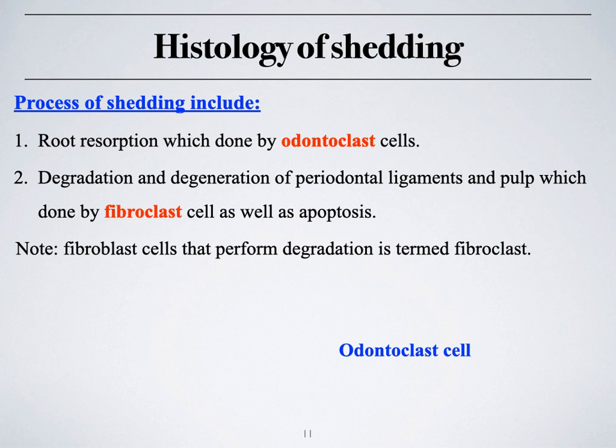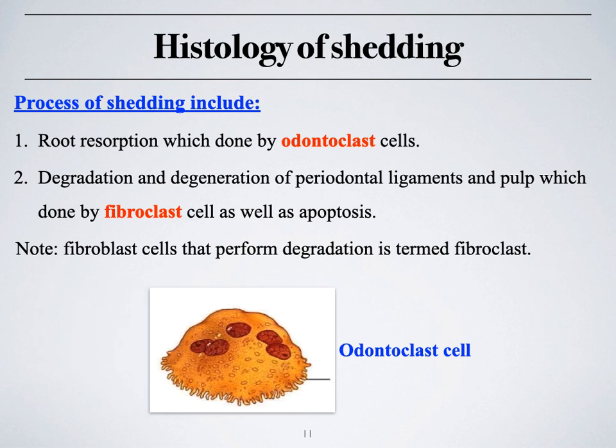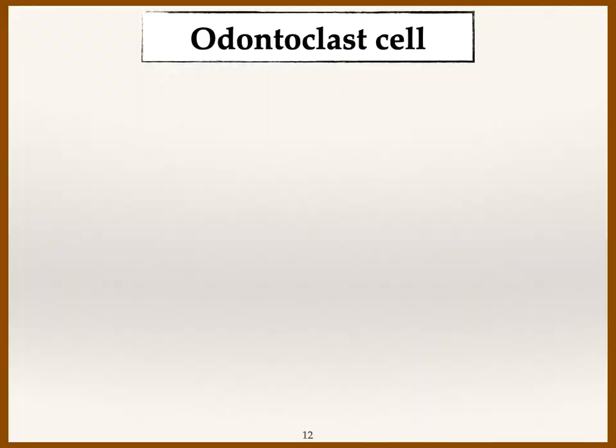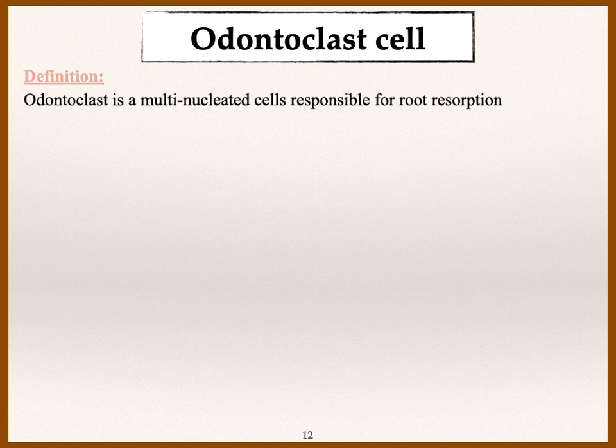So this fibroblast has been transformed and became a fibroclast. And this is the odontoclast cell. Okay, let's talk a bit about the odontoclast cell. Odontoclast cell, what about the definition? Odontoclast is a multinucleated cell responsible for root resorption.